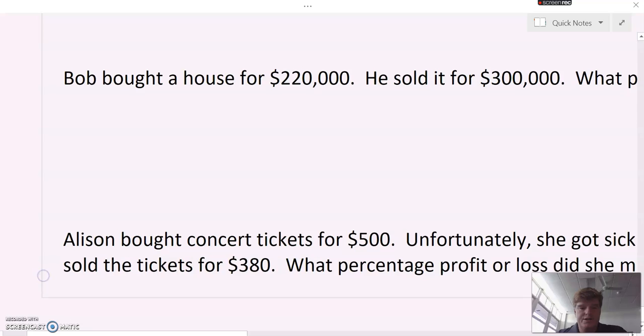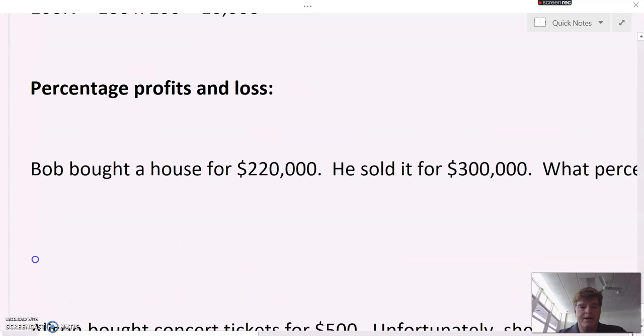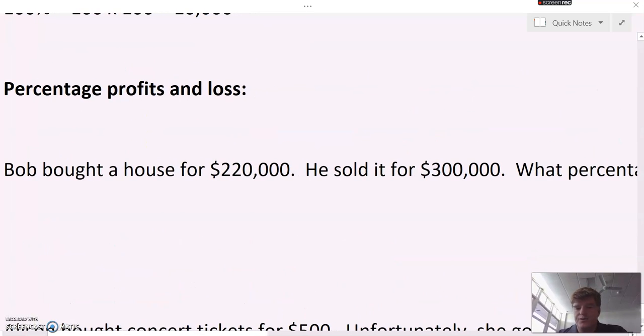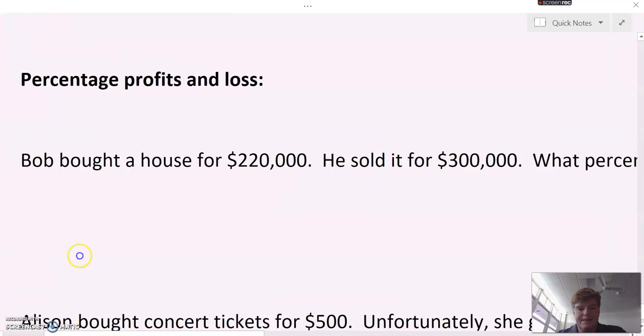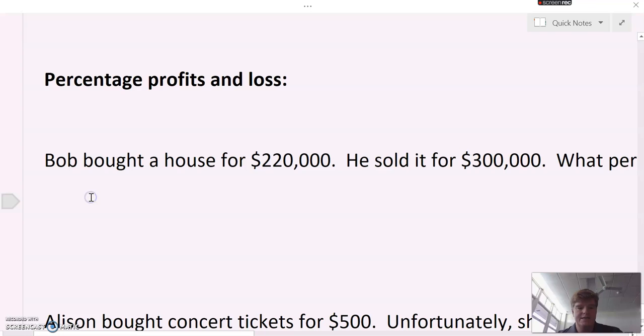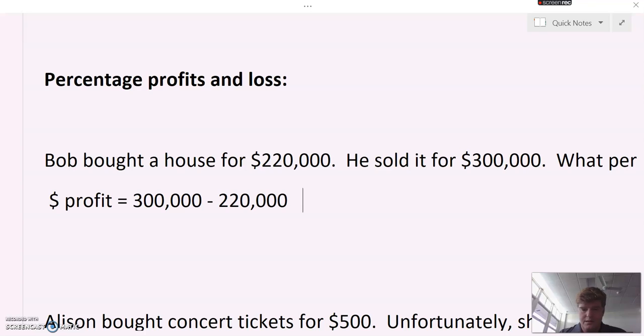I think the last two types of questions are around profit and loss. Bob bought a house for $220,000. He sold it for $300,000. What percentage profit did he make? Okay, let's have a look at this. First of all, let's calculate the dollars profit, and that's going to equal, he sold it for $300,000 and bought it for $220,000. Okay, so he's made a profit of $80,000.